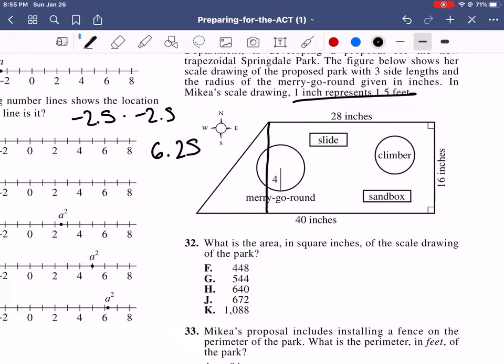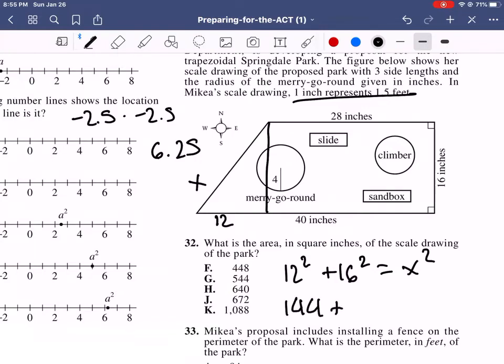What I do is I turn this into a triangle and turn that into a rectangle. 40 minus 28 is 12, so this is 12. Next thing I do is find the length of this line, which is something you find through Pythagorean theorem. 12 squared plus 16 squared equals x squared.